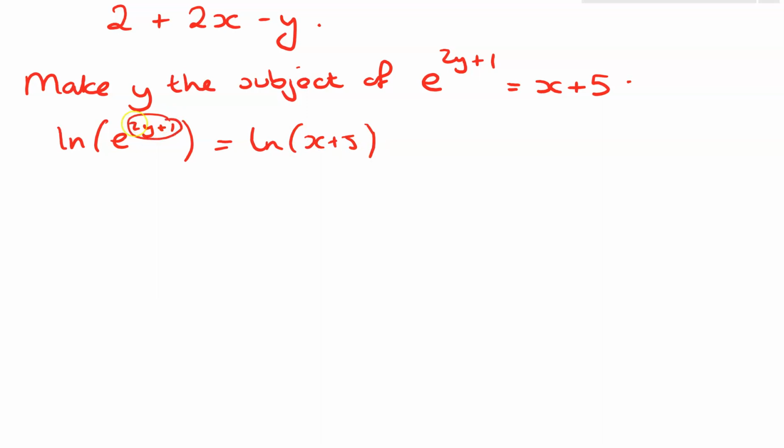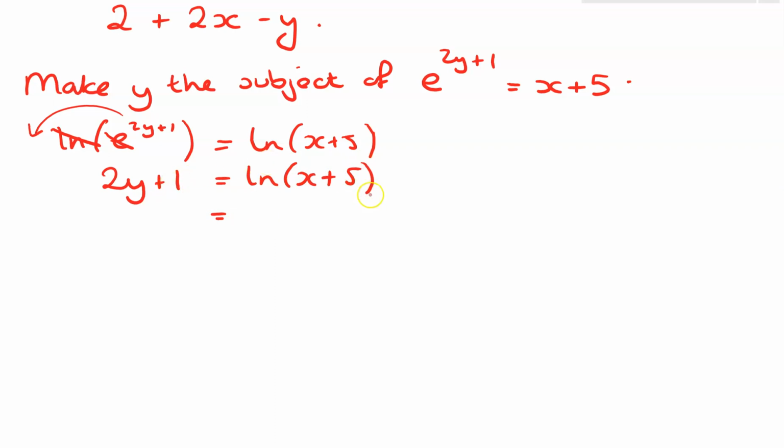So the power is going to drop down to the front, or you can say that an ln and an e cancel out. Whichever way you want, eventually the ln and e are going to cancel out anyway. If you drop the power to the front, then you're left with ln e, which disappears. So we end up with 2y plus 1 equal to ln of x plus 5.